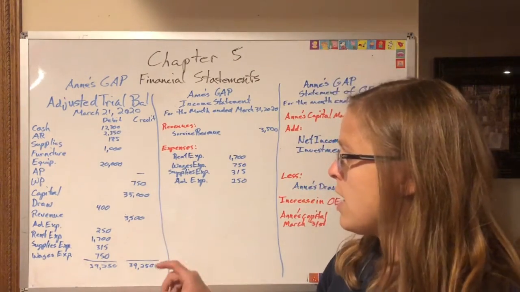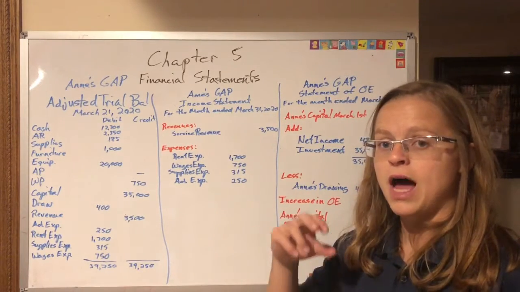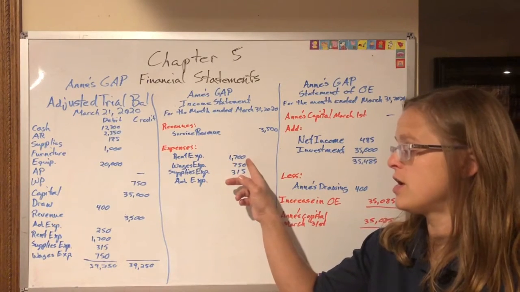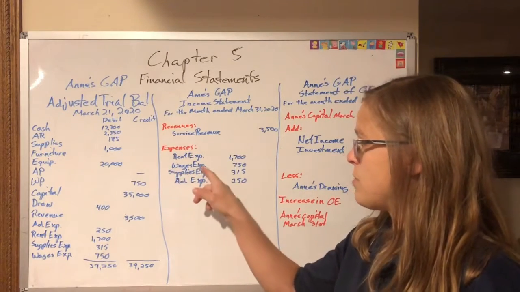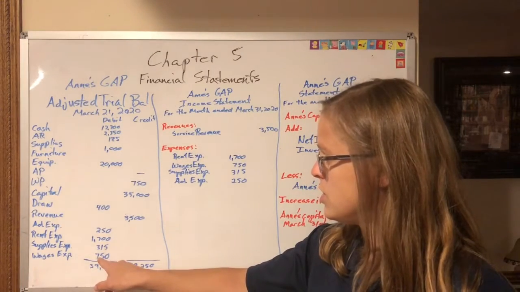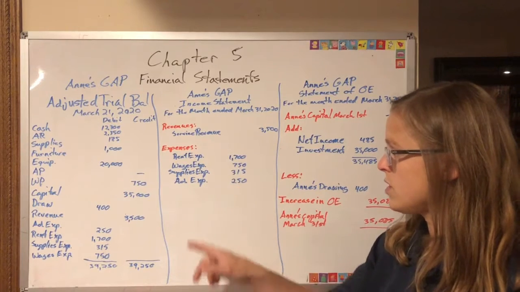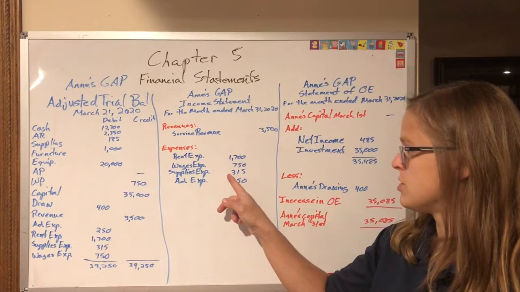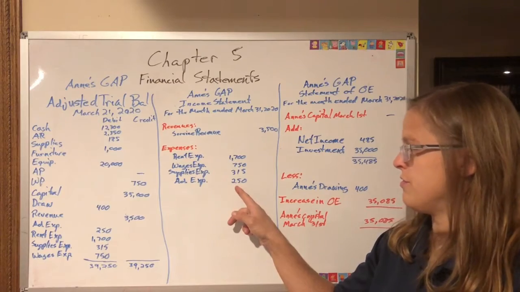So we're going to list them in order based on how much they are. So the highest goes to the top, all right? So we have rent expense, which is $1,700, and that's the highest number, so we're going to list that at the top. Wages expense of $750, you see here, $750. We take that from there and put it into the income statement. Then we have our supplies expense of $315. And we have our advertising expense of $250.